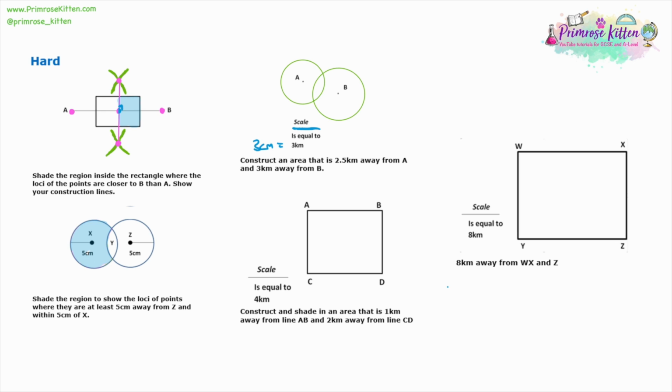So you should have something that looks like that, and then do some practice shading. So it's got to be 2.5 away from A. So it's got to be outside the A circle. So just do some practice shading there. I'll rub this out later. And then it's going to be 3 kilometers away from B. So it's going to be outside the B circle as well. So what we're looking for now is an area that's been shaded in both colours.